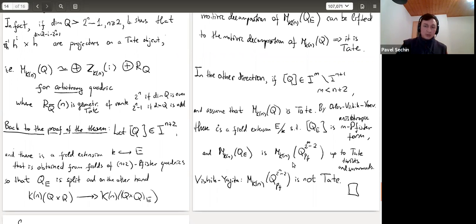And what you can do now is just check that this is not Tate for n, so that n plus 2 is bigger than m. Because Vishik and Yagita actually have computed algebraic cobordism of these quadrics, and you can use this computation to see that. Maybe there are slightly easier ways to do that, but everything boils down to the Rost computation of the Chow groups of these quadrics.